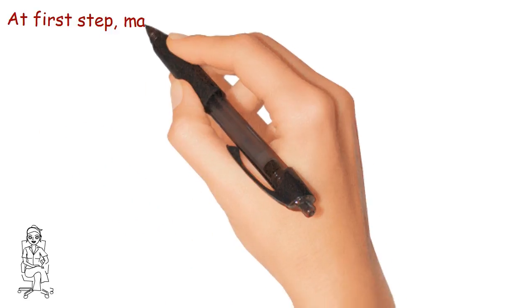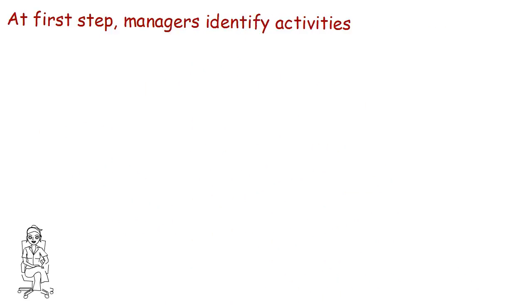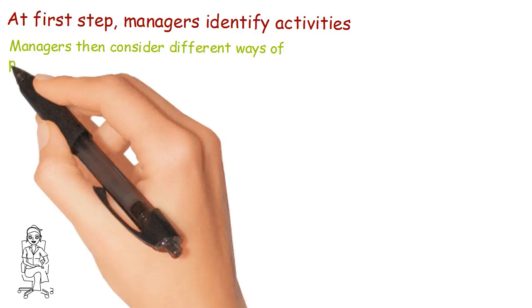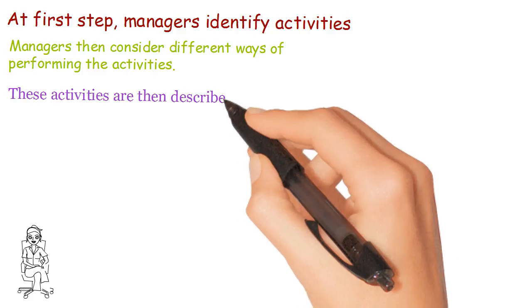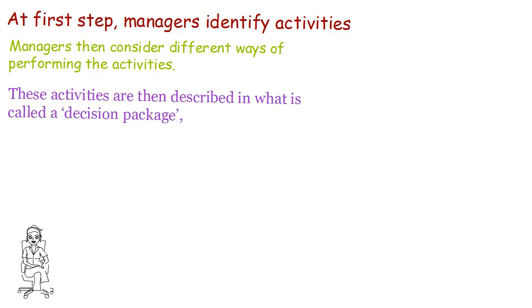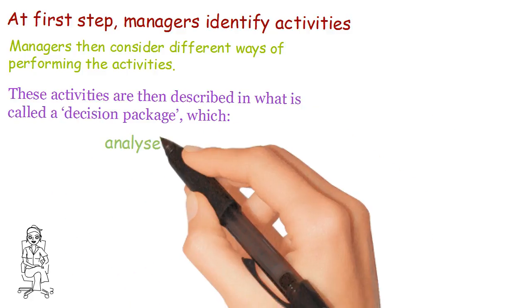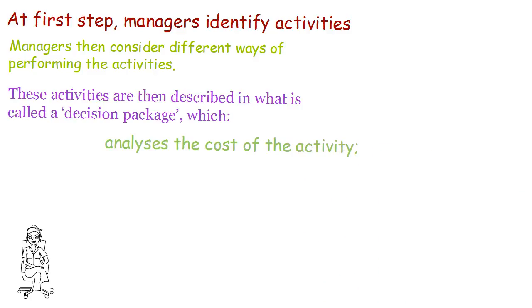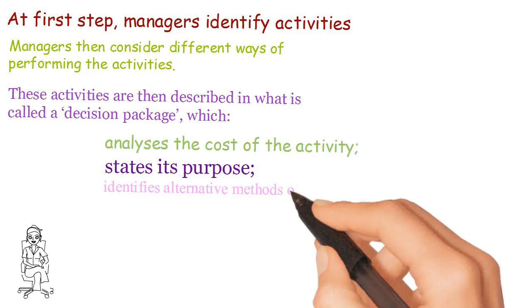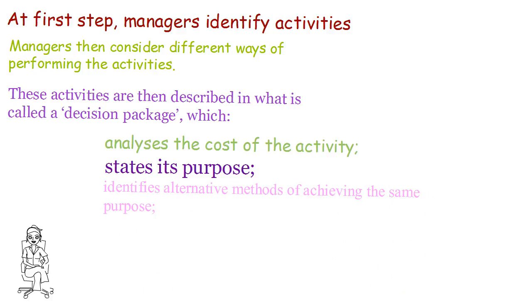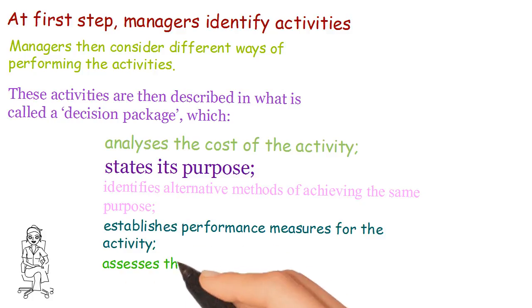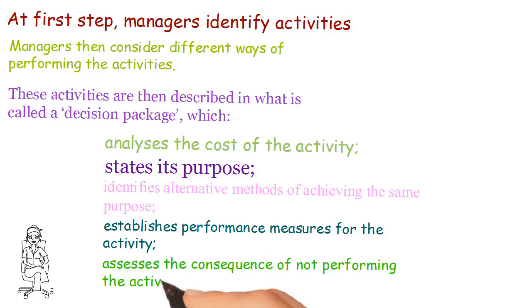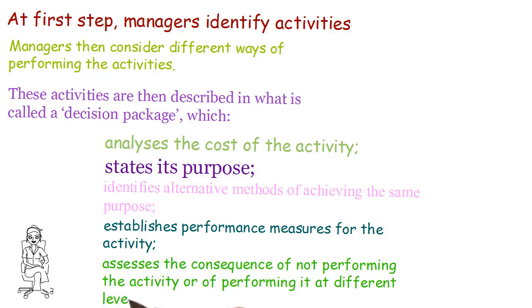At first step, managers identify activities. Managers then consider different ways of performing the activities. These activities are then described in what is called a decision package, which analyzes the cost of the activity, states its purpose, identifies alternative methods of achieving the same purpose, establishes performance measures for the activity, assesses the consequence of not performing the activity or of performing it at different levels.